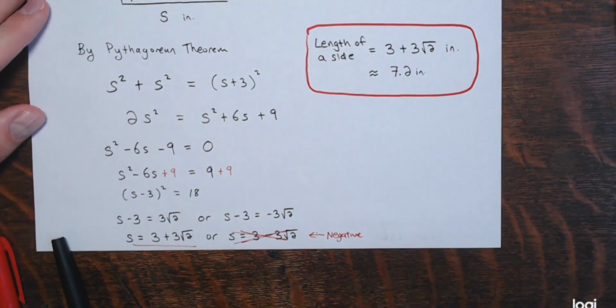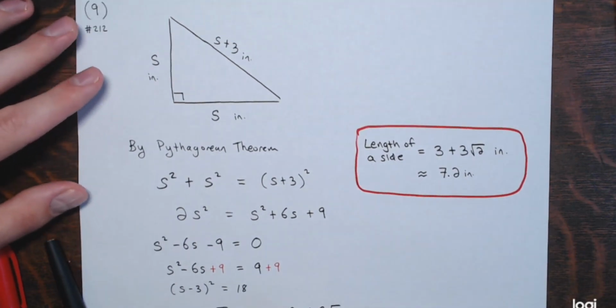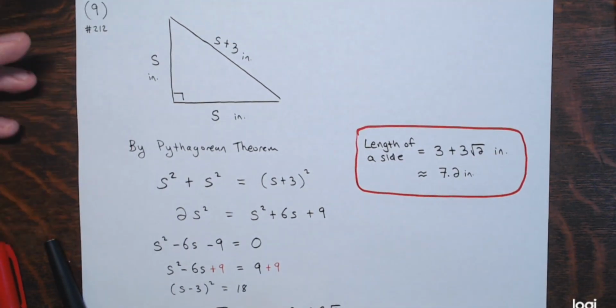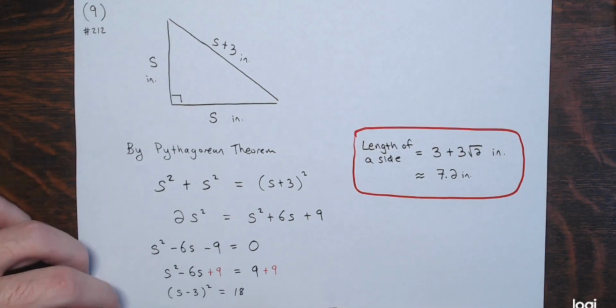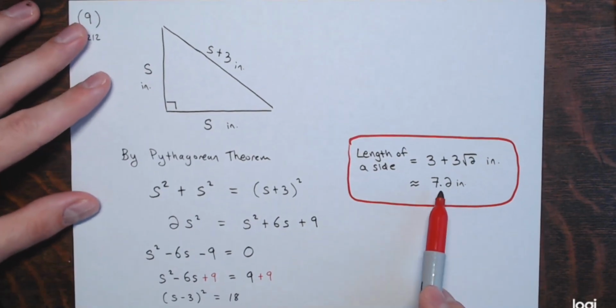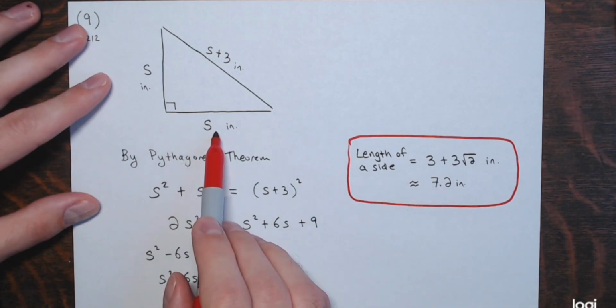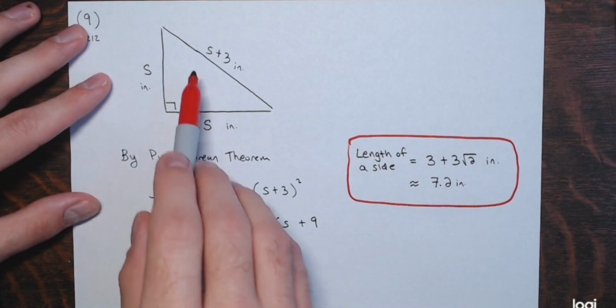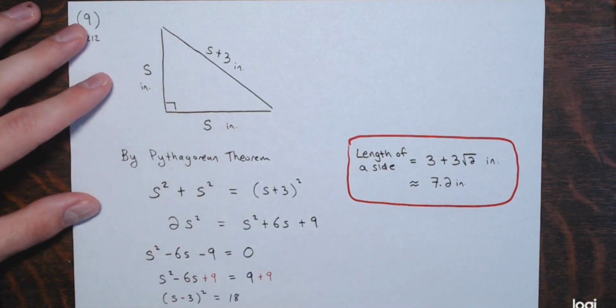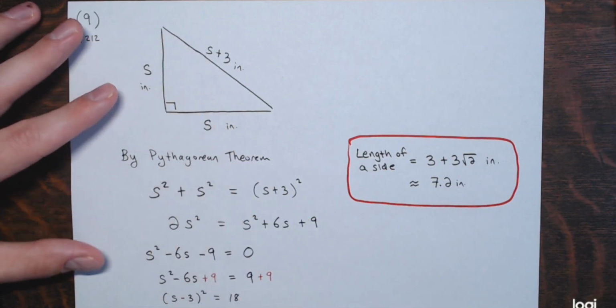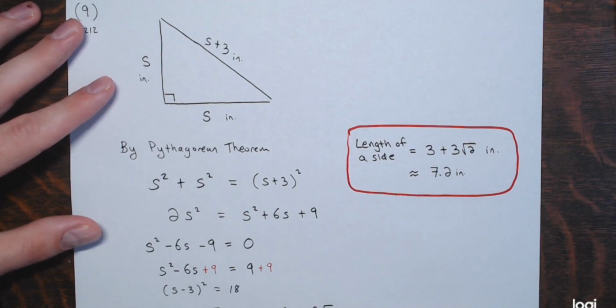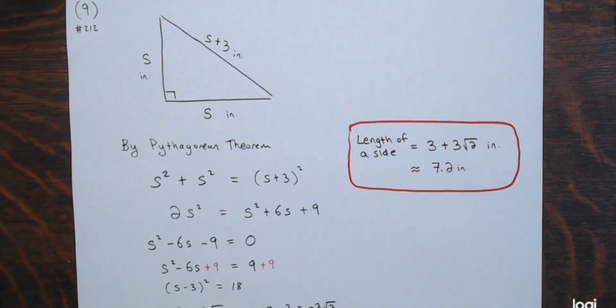Okay. Again, that comes from the fact that you have a right triangle. You can use the Pythagorean theorem. And if this is the length of a side, it's about 7.2 inches, then the length of the hypotenuse would be about 10.2 inches, right? It should be 3 inches longer, if they asked, but they didn't. Okay, next question.